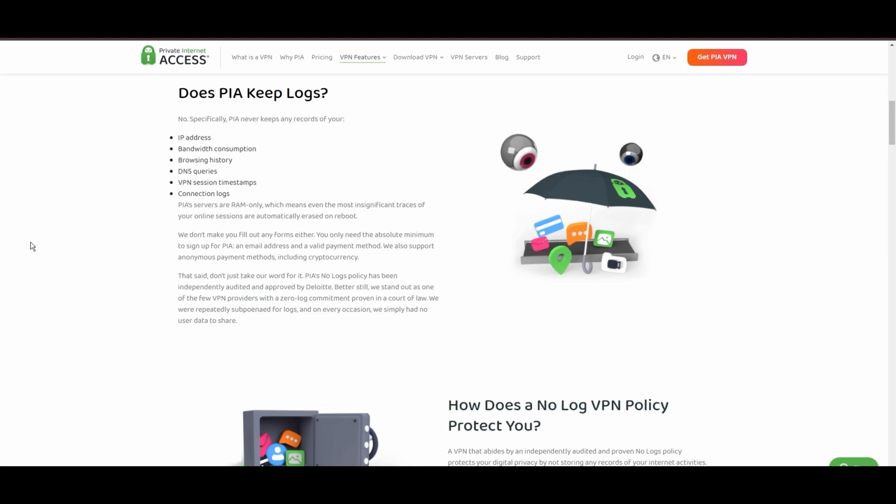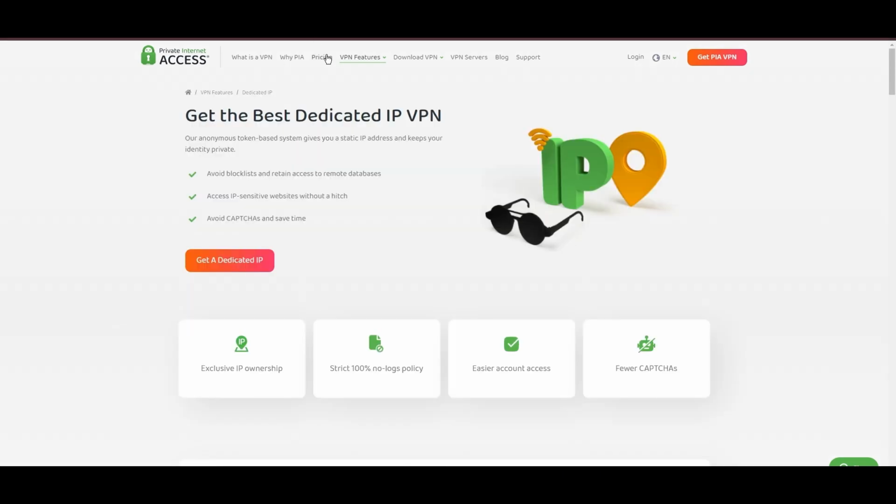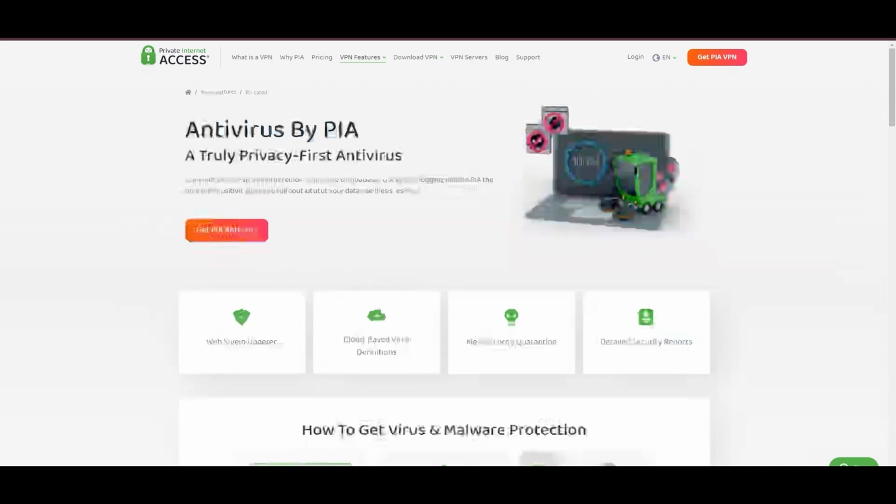However, PIA faces its set of challenges. Being US-based raises privacy concerns despite a strict no-logs policy. Questions around the reliability of customer support and the absence of servers optimized specifically for router use or specific network connectivity are considerations for some. Moreover, potential interruptions due to frequent server maintenance are notable.